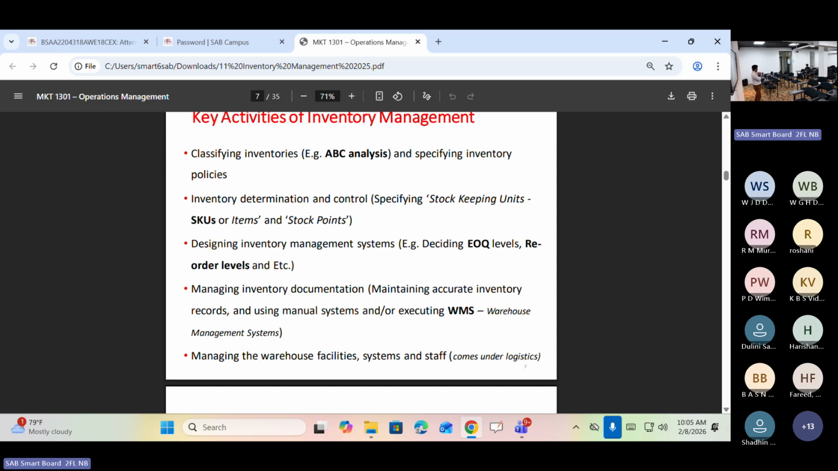We were talking about inventory management today. We identified why inventory management is important in operations management, and also identified some key concepts used in inventory management, like different types of inventories, different inventory costs, and the functions of inventories in operations management. After that, we also identified the key activities coming under inventory management that we are going to discuss at least two of them now after the break.